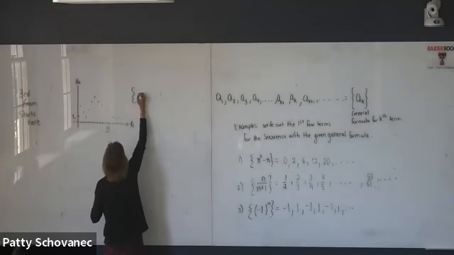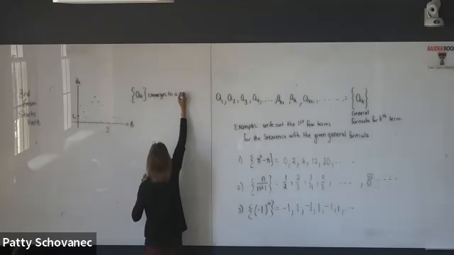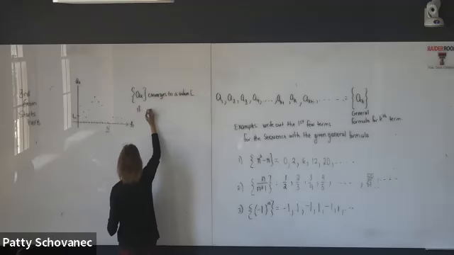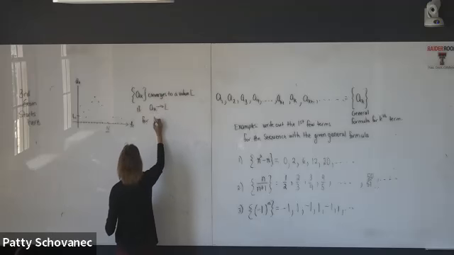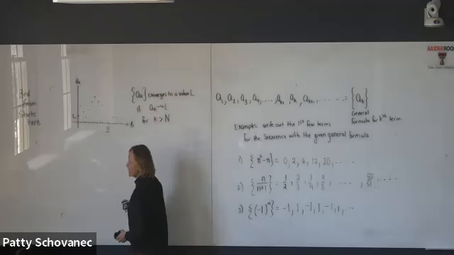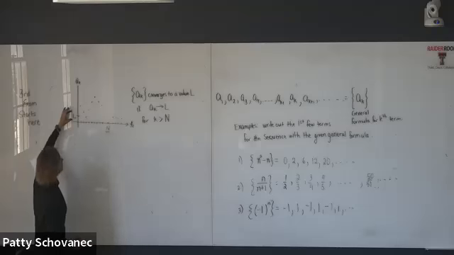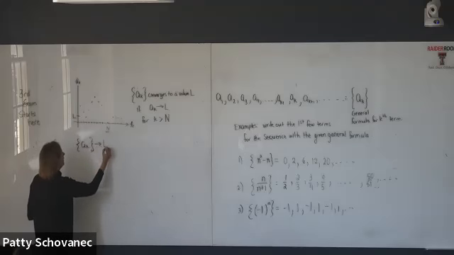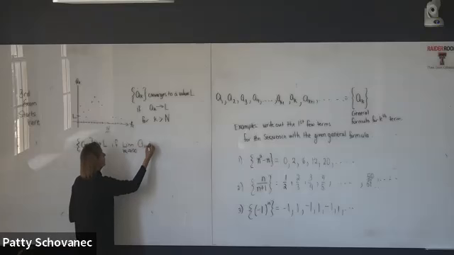So the sequence A_k converges to a value L if the A_k's approach L for k bigger than some large number N. Doesn't matter how much squiggling is going on here, but once you cross that threshold of a large number N, they all hang out at the same place, around that number L. So we say that A_k goes to L if the limit as k goes to infinity of the general term is equal to L.